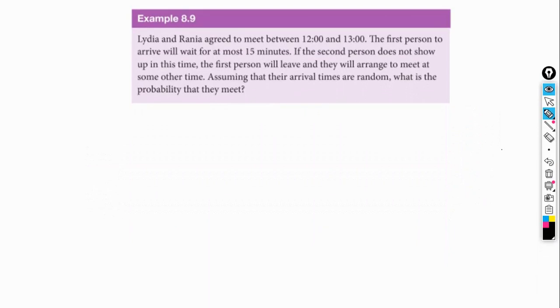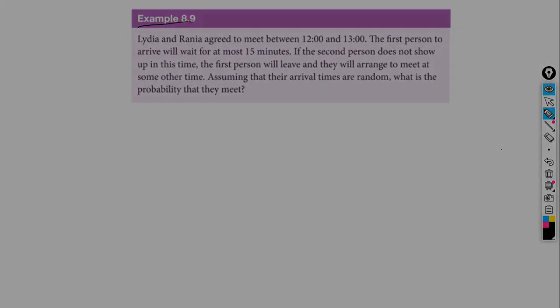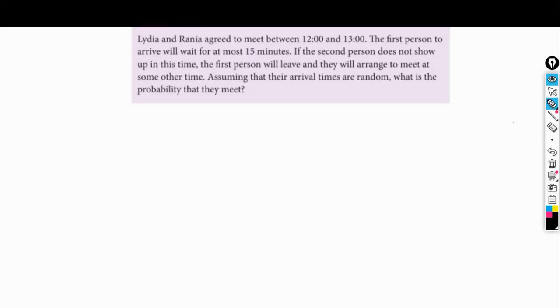Next, we're going to do example 8.9. And it says, Lydia and Rania agreed to meet between 12 and 1 p.m. The first person to arrive will wait for at most 15 minutes. If the second person does not show up in this time, the first person will leave and they will arrange to meet at some other time. Assuming that their arrival times are random, what is the probability that they meet?